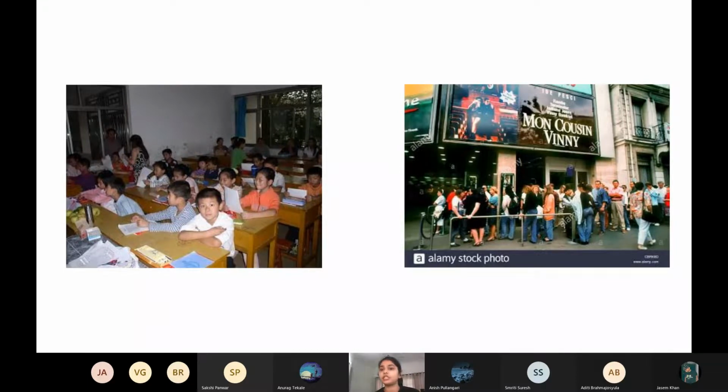So you can see the age group in the left hand side, these are some kids. Right hand side, it's all the age groups. And mostly you don't see a kid on the right hand side. Okay.